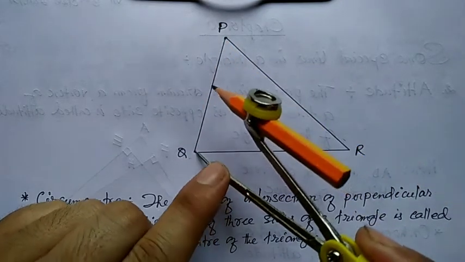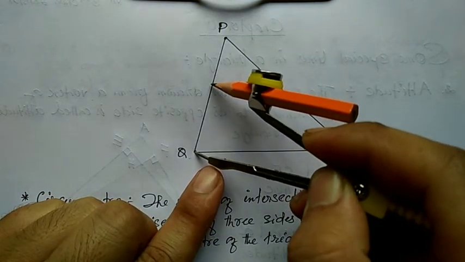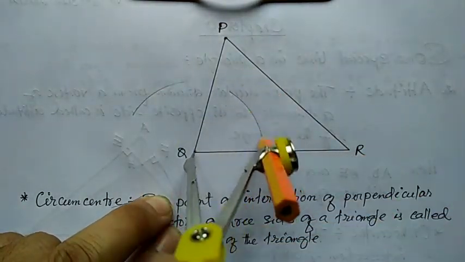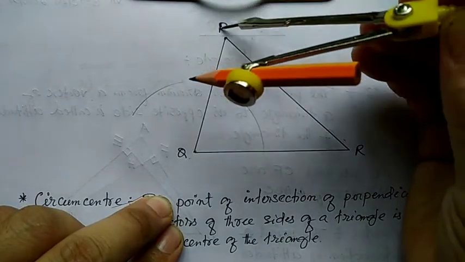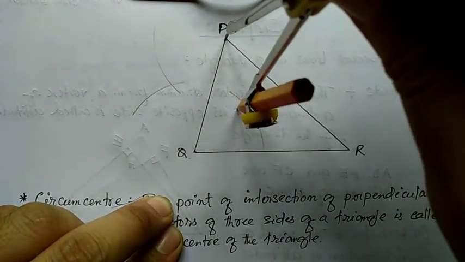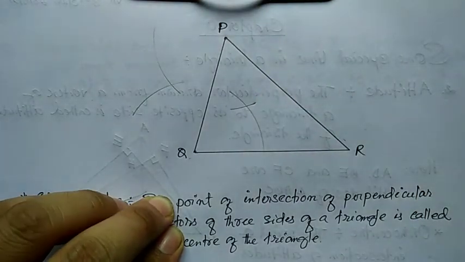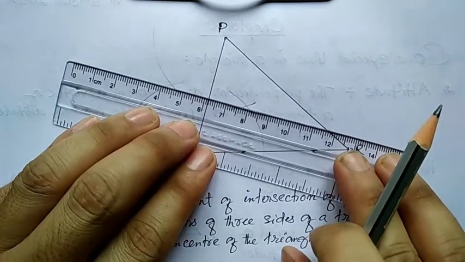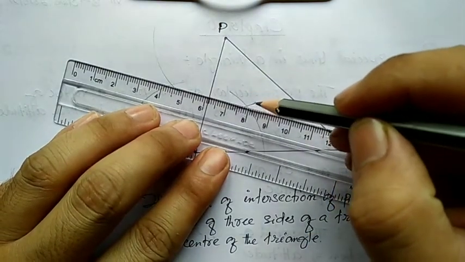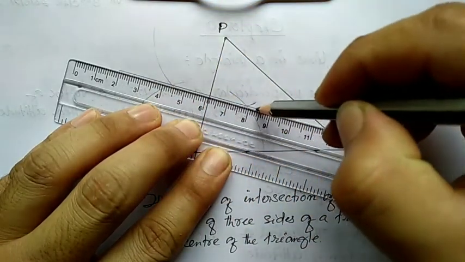Taking Q as center, you can see the radius of the arc is more than half of PQ. So taking this Q as center, I draw two arcs. Same radius, we don't change the radius. Take P as center. Taking P as center, we cut the first two arcs. Then joining them, that means joining these two points of intersection of the two arcs, we get a line segment.